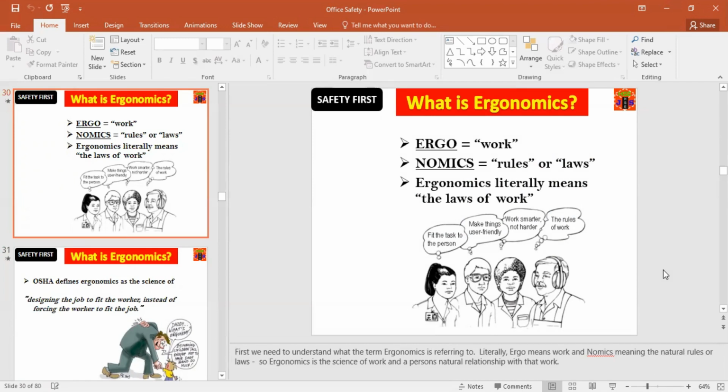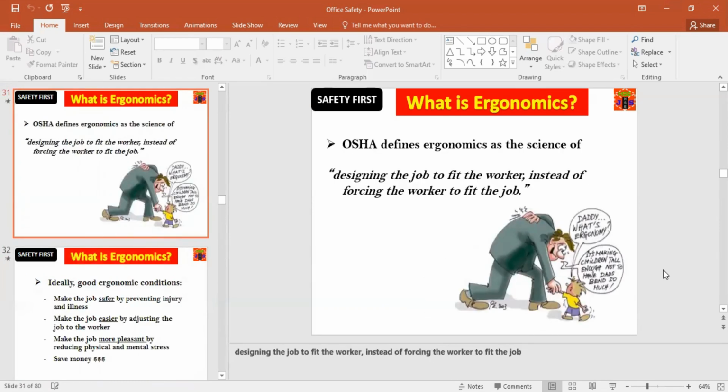Click on the link that is appearing on your screen and watch what is ergonomics. This is a detailed, comprehensive video. OSHA defines ergonomics as the science of designing the job to fit the worker instead of forcing the worker to fit the job. Let us look at a funny example of ergonomics to make you understand.